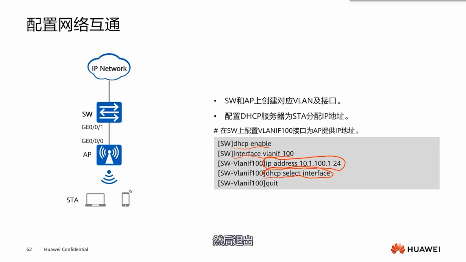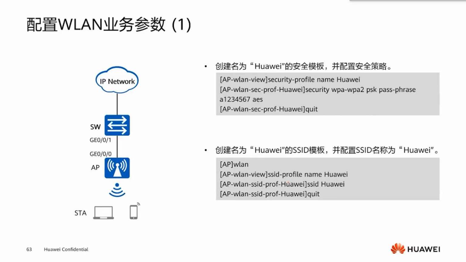Next, we need to create a security template and SSID, which we looked at briefly before, but now let's examine it more closely. After creating the security template, we establish the specific parameters within it: the passphrase, which is our password. This one uses encryption, and then this is an encryption algorithm. After configuring, exit, then create our SSID template. This is relatively simple. The SSID is just Huawei, then after creation, exit.